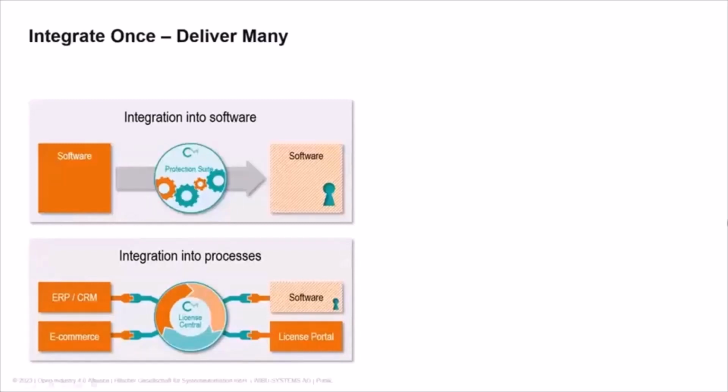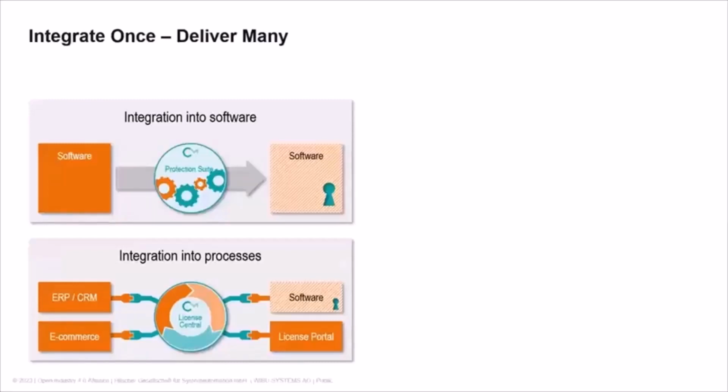On the other hand, the second hand, we also need to integrate licensing somehow into the processes. On the left-hand side, we have an ERP system, could be SAP, or a CRM system like Salesforce, or in this case with the OI4 community store, an e-commerce platform. And the e-commerce platform triggers the creation of a license, and our product here is License Central.